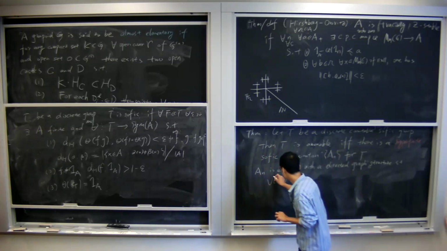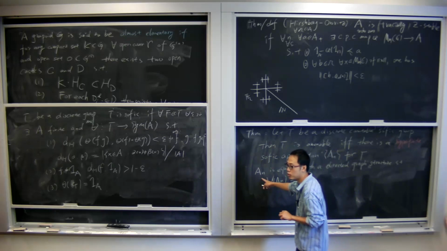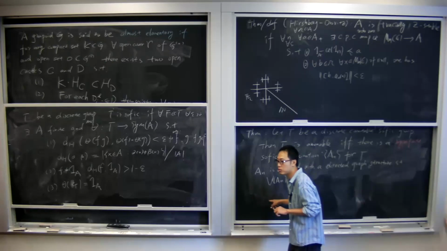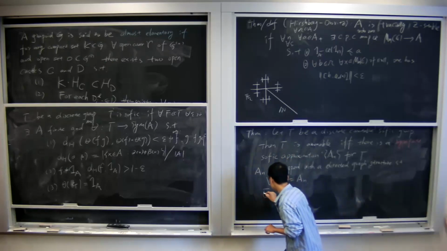No, just increasing. I'm just saying, I'm trying to define a graph structure on A_N. Yes, but is that the union? Or... no. The vertex set of the A_N is just A_N. Yeah, and I'm trying to define the edges of the A_N.